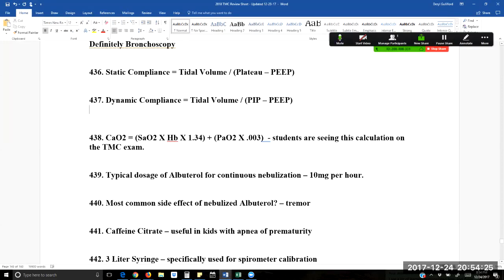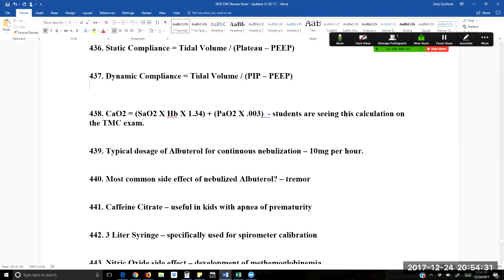Typical dosage for albuterol for continuous nebulization is 10 milligrams per hour. That just has been showing up fairly frequently as a question. How much per hour when you're going to do continuous nebs? It's typically 10 milligrams per hour.